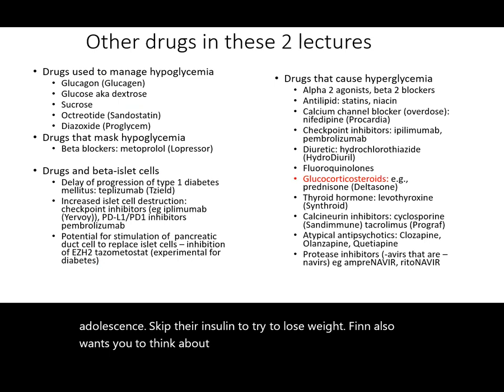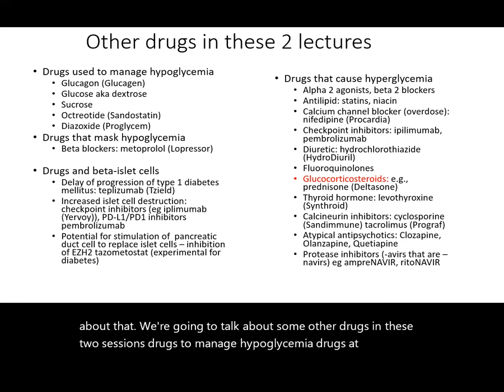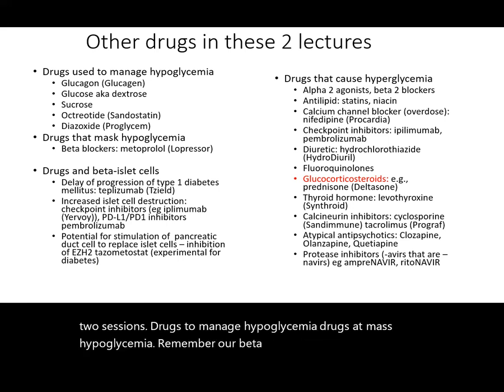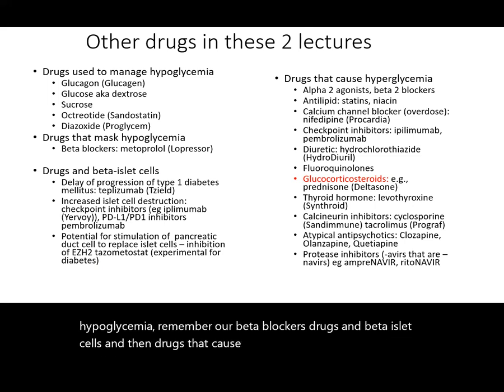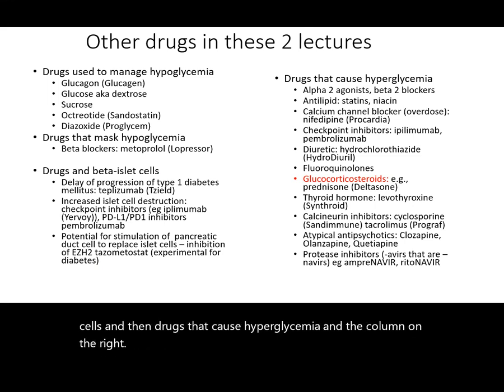We're going to talk about some other drugs in these 2 sessions. Drugs to manage hypoglycemia, drugs that mask hypoglycemia, remember our beta blockers, drugs and beta islet cells, and then drugs that cause hyperglycemia in the column on the right, focusing on glucocorticosteroids.